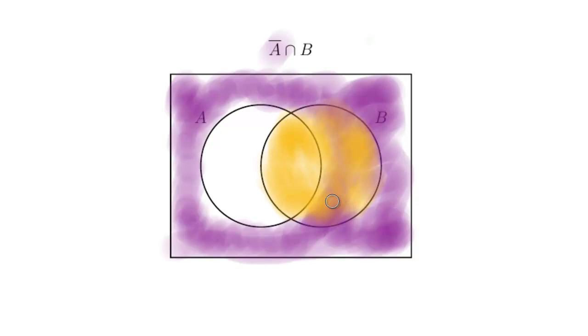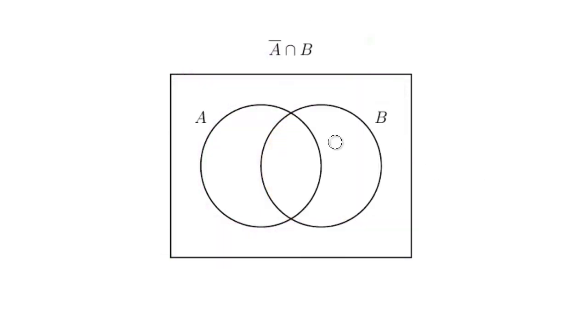Alright, so now I've shaded in my two sets separately. Now the question is, where do these two sets intersect? Well, I need to look at the region that is colored with both colors. And if I look there, it looks like it is just the region that is in B and not in A. So let's go ahead and color that in as well. And as you can see, we just get this half moon shape right there. And there is A complement intersect B.